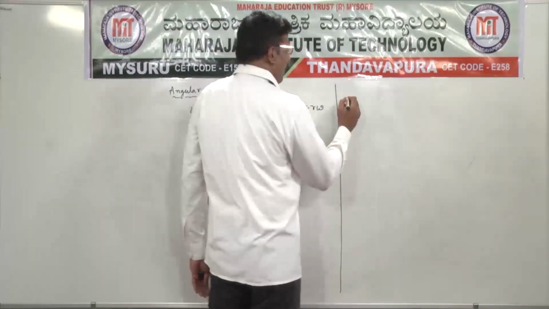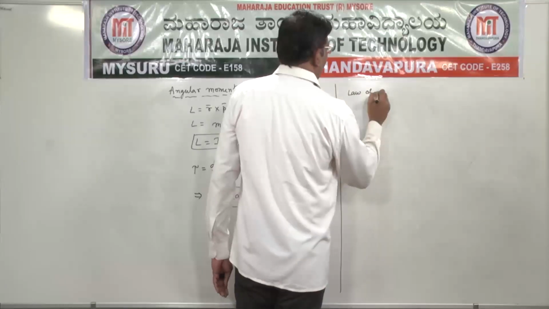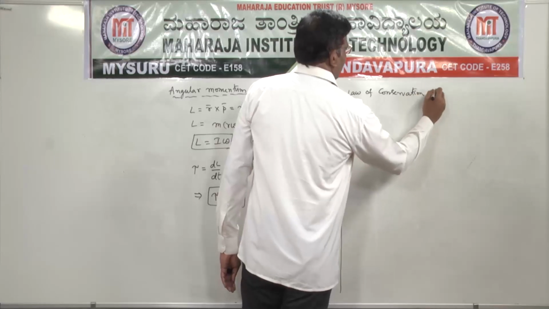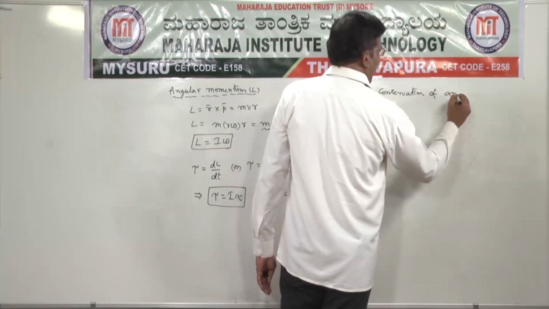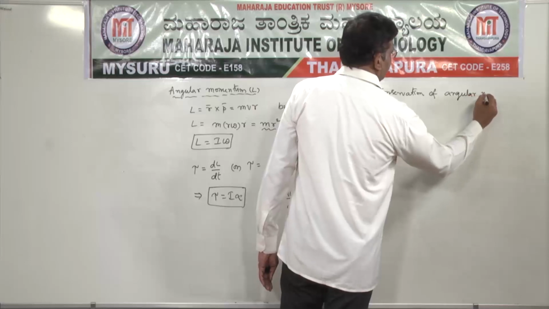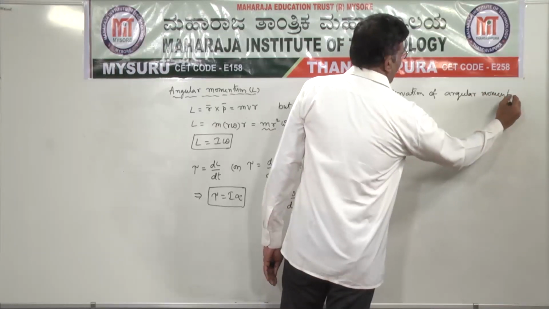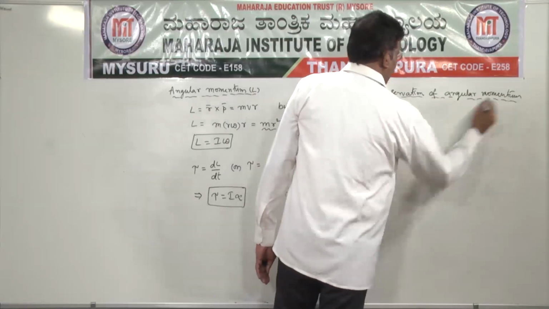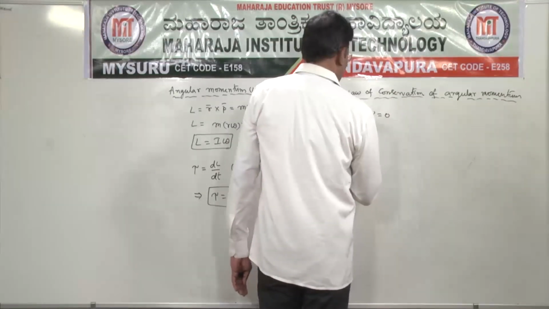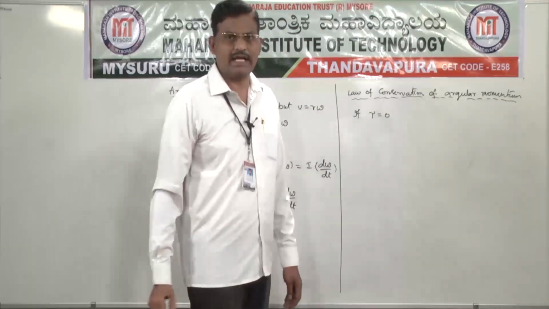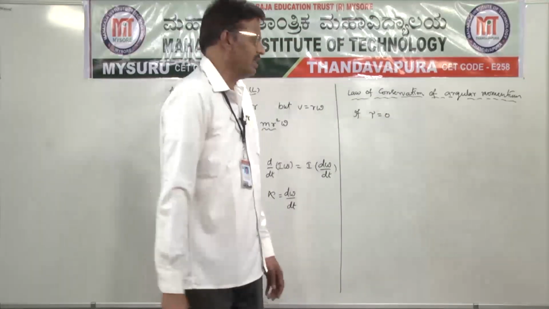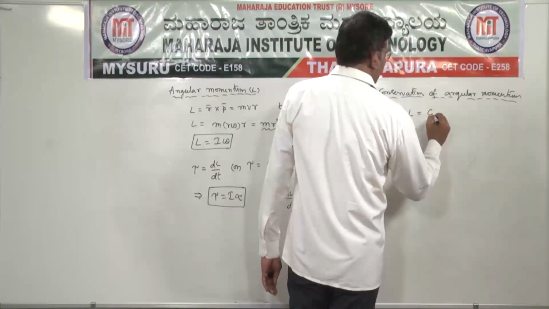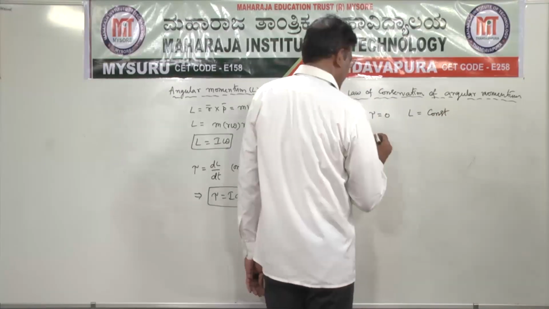Law of conservation of angular momentum. When the external torque acting on the system is 0, then the net angular momentum remains constant. This is the statement.